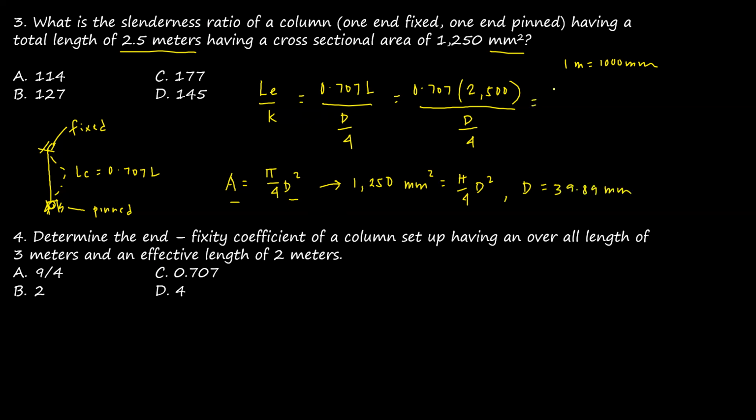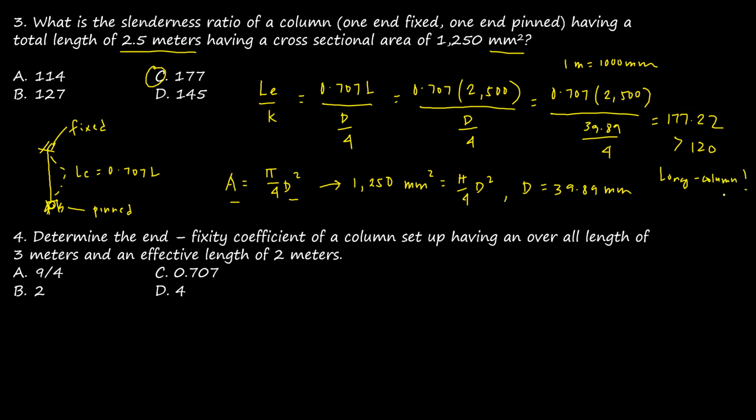So let's go straight here, 0.707 times 2,500 over 39.89 over 4. So that is equivalent to 177.22. So the answer is letter C. And of course, if this is 177.22 and it is greater than 120, this scenario is a long column.